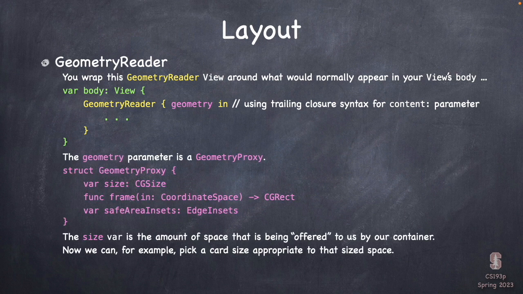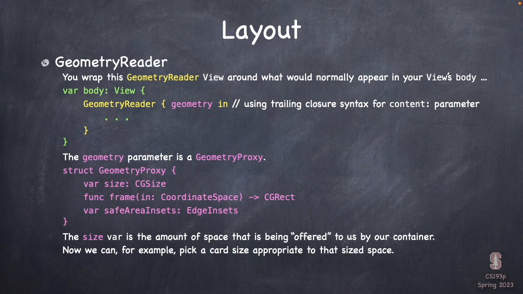Here I have a GeometryReader. I'm wrapping it around, see the 3 green dots? That would be my view that I want to know the size of. And the proxy is telling me things here, like how big the space is that I was offered. This frame is a rectangle with a coordinate space, and this coordinate space could be the local coordinate space of the view, or it could be the global coordinate space of the device.